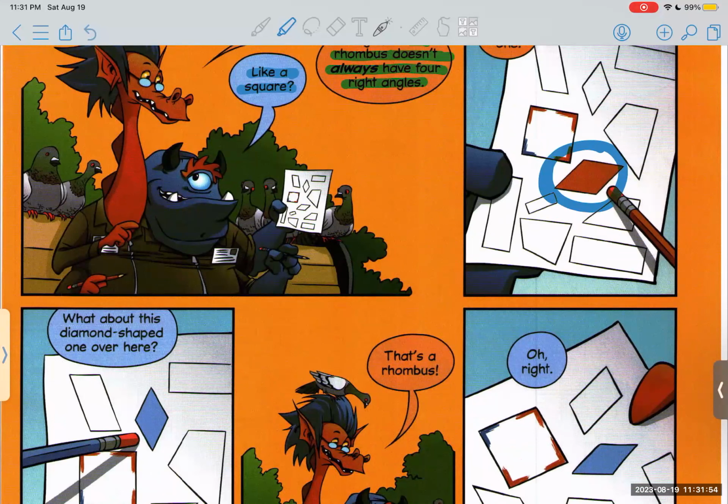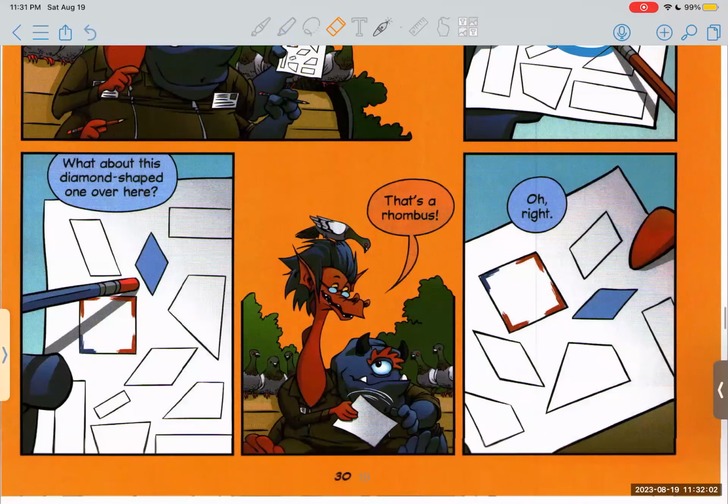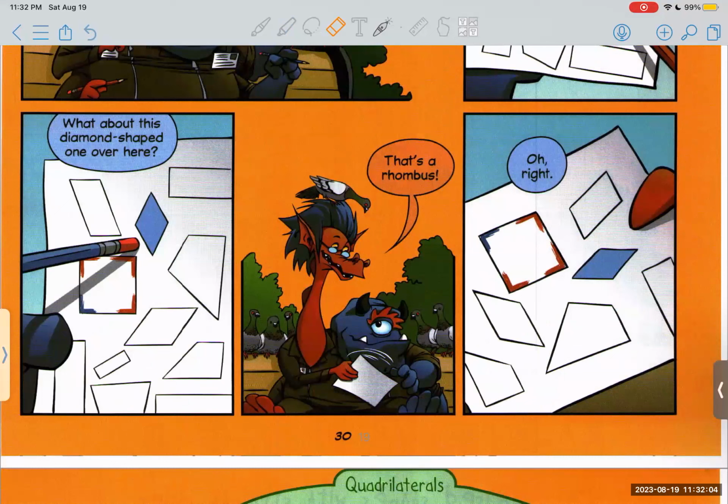Okay, so are we clear on the three, rhombus, square, and rectangles? Do we have any questions? No, we know the difference between these three and the similarities. Okay. I see lots of feedback. Thank you guys.